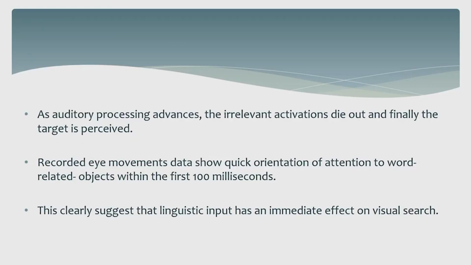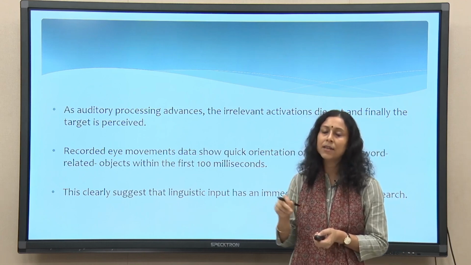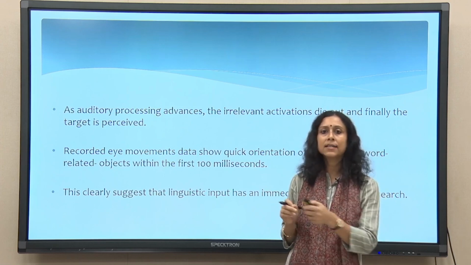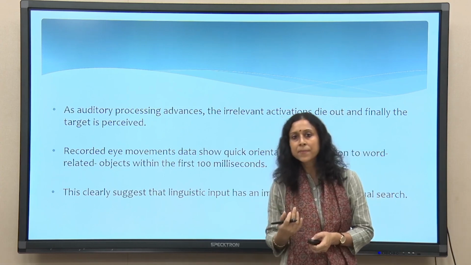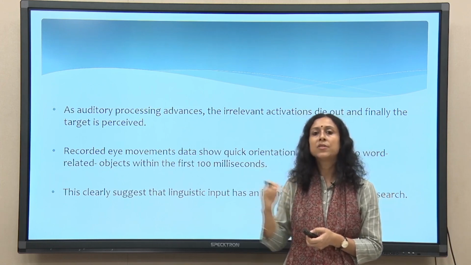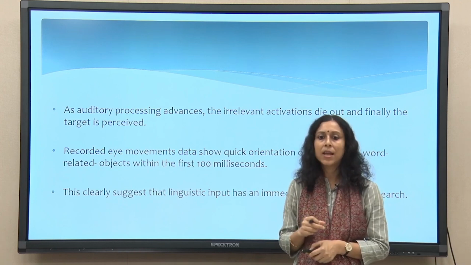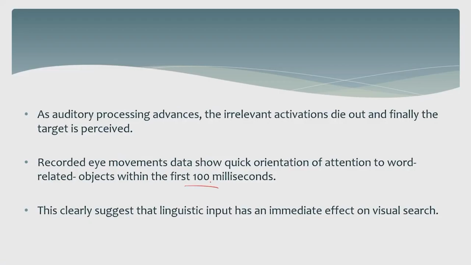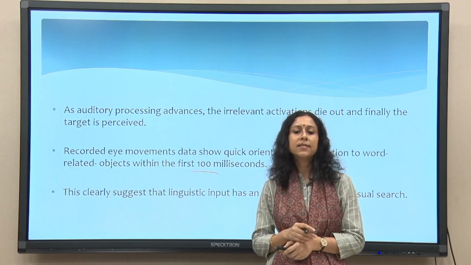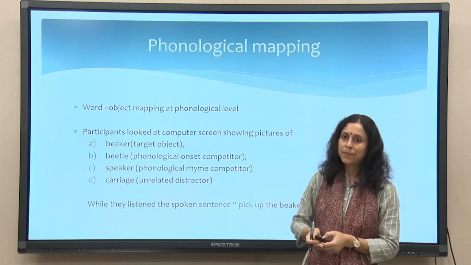Recorded eye movement data show quick orientation of attention to word related objects within the first 100 milliseconds. 100 milliseconds is a remarkably short span of time. The moment we hear ca, our eyes already scan, if the display has all these 3 words cat, cab and carrot and a distractor like bottle, let us say. The eyes have already scanned all the 3 possible objects. By the time auditory input goes till the final phoneme of cat, eyes come back and settle down on the actual object. This is how quick our orientation of attention really happens. So, this clearly suggests that linguistic input has an immediate, within 100 milliseconds, visual search effect.